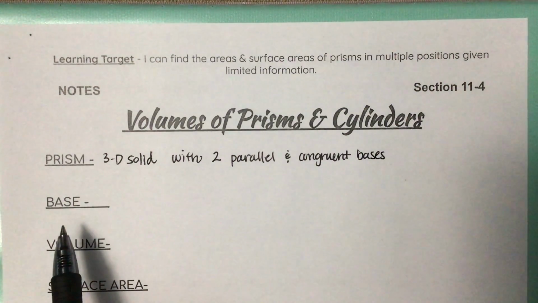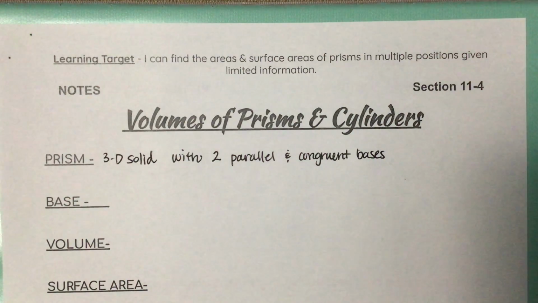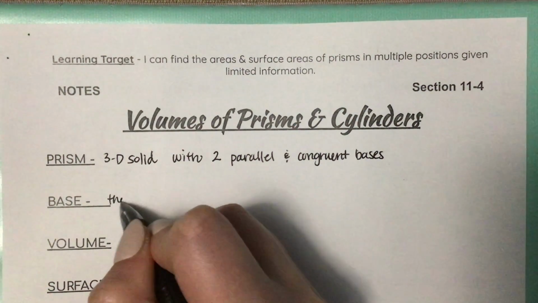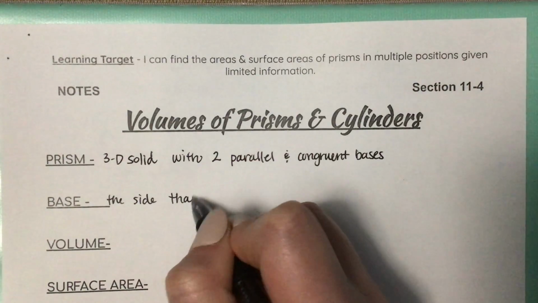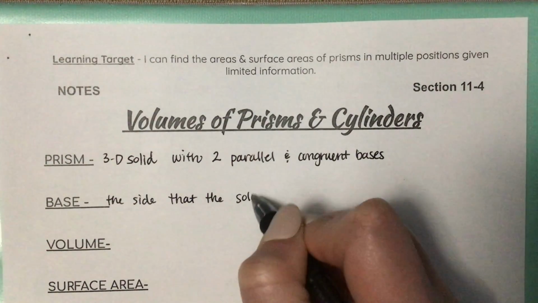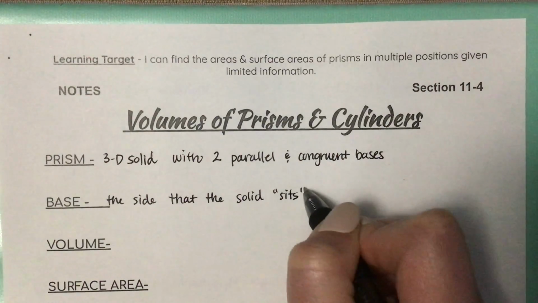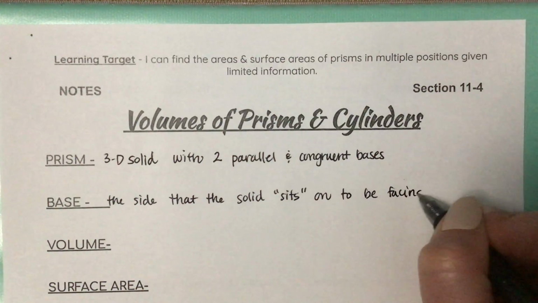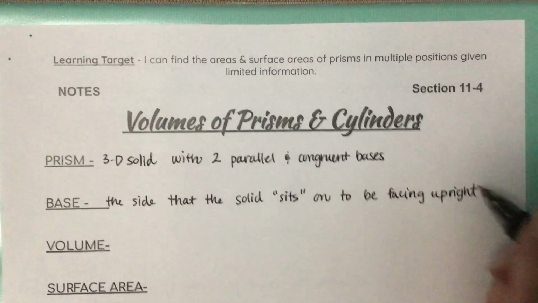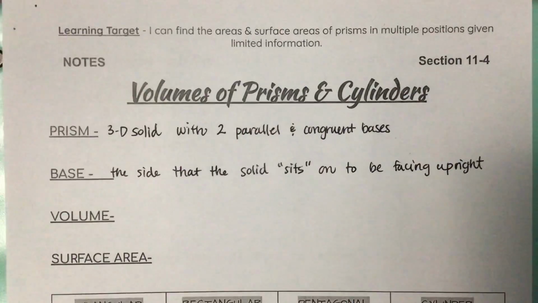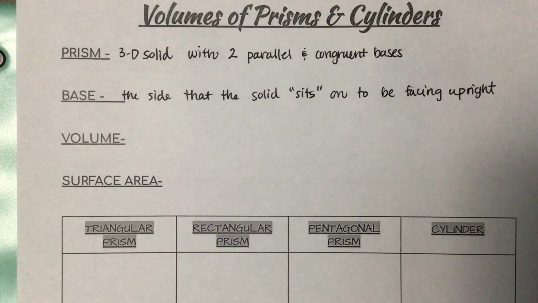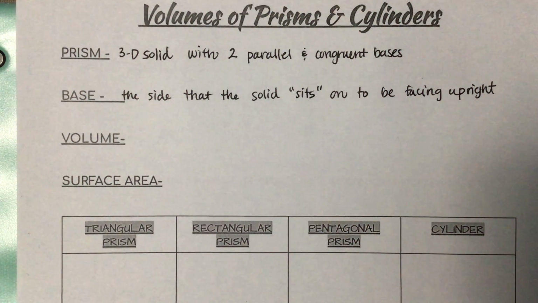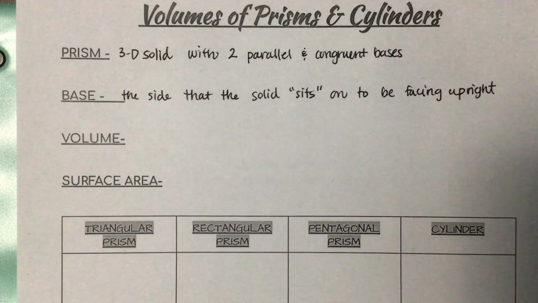Now, as a reminder, a base is essentially the face that the solid sits on, the side that the solid sits on, to be facing upright. Because technically, you can take a box and turn it on its side, or take a container and not have it facing upright. But just because it's sitting on a different side does not mean that the base has all of a sudden changed necessarily. So that's a different way that you can think of the base.